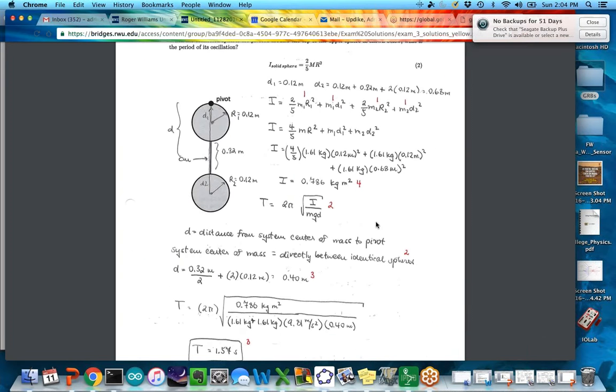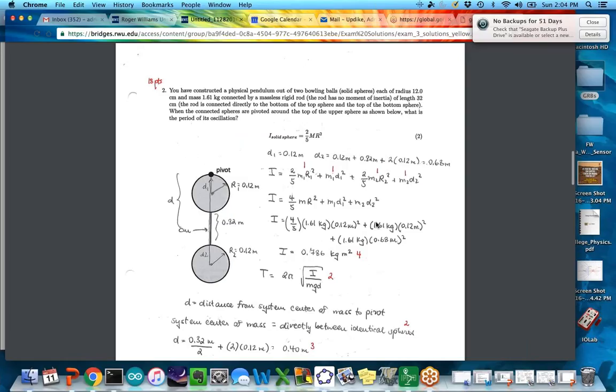Okay, so here's one. We've got a ball, a rod connecting it to another ball. What are the actual things here that we need to know? Each of these balls has a radius of 12 centimeters and a mass of 1.61 kilograms. The rod has no mass, so it has no contribution to the moment of inertia, and it is 32 centimeters long.